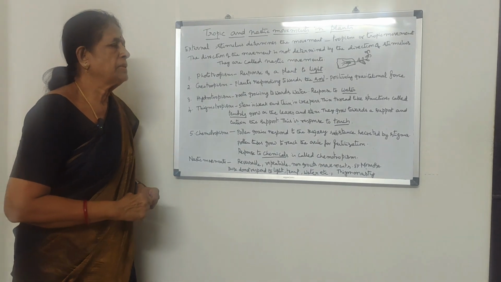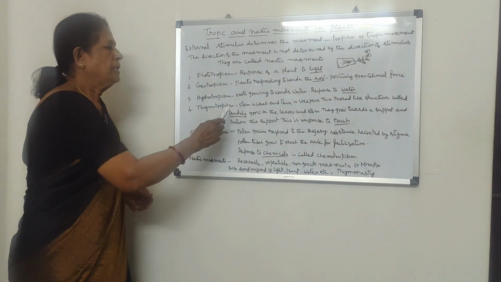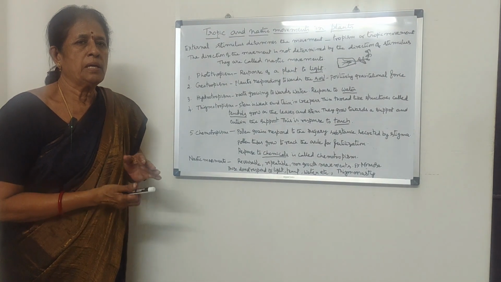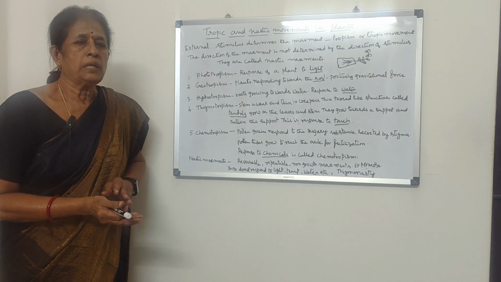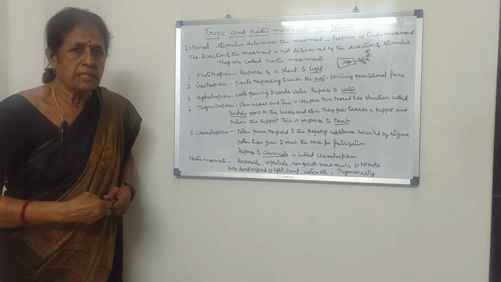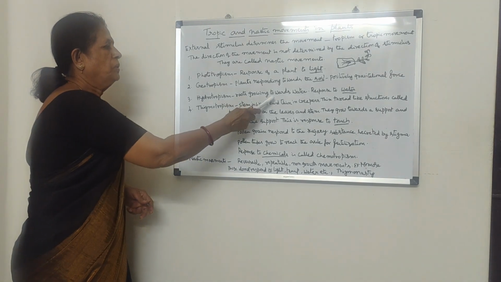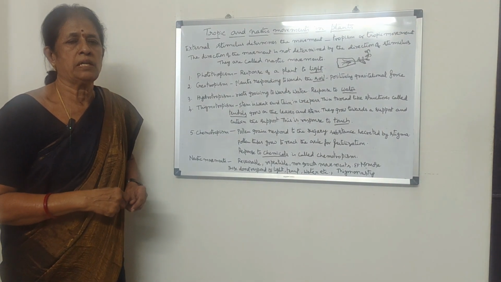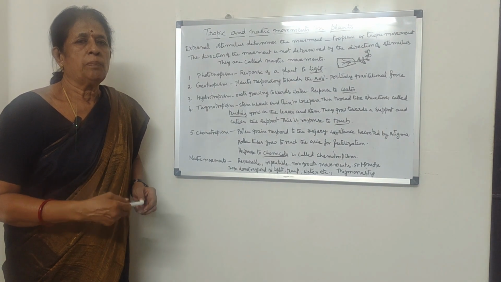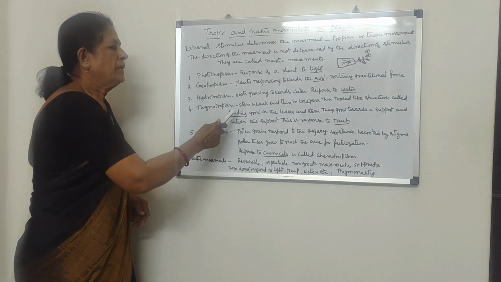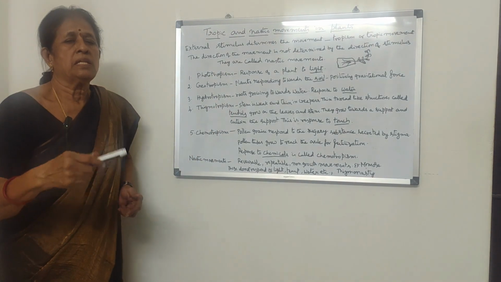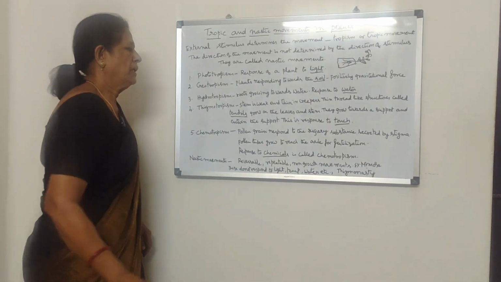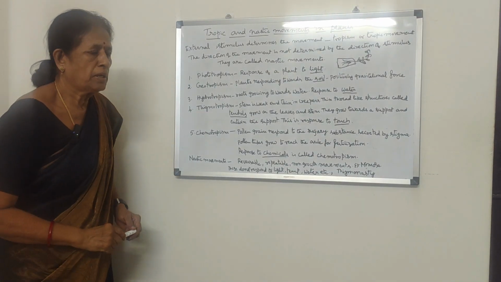Next one is hydrotropism. Hydrotropism means responding to water. When there is availability of water, the roots of the plant grow in the direction where the water is available. Roots grow towards the water. Plants need water for their growth, development and photosynthesis. So that is why roots grow towards the availability of water. That is responding to water. That is called hydrotropism.